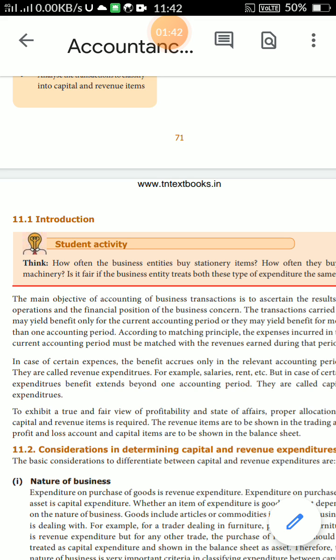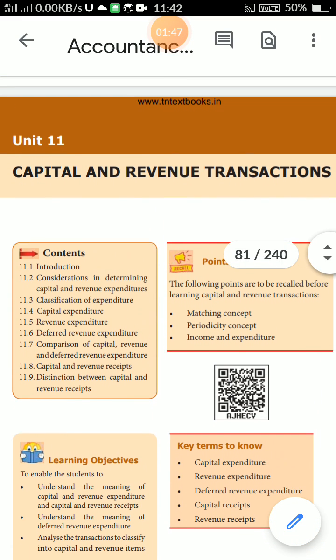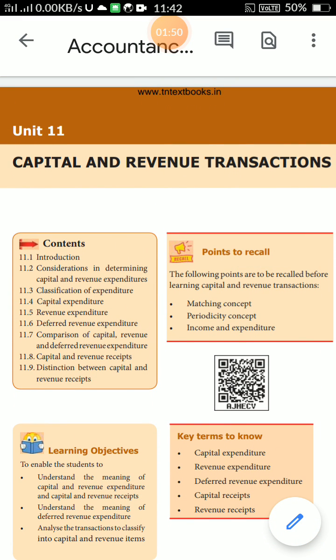Okay, listen students, now we will discuss capital and revenue transactions. Capital and revenue transactions help the company easily assess its financial position and decide future plans. The current period's financial status makes it easy to pre-plan the next accounting period.